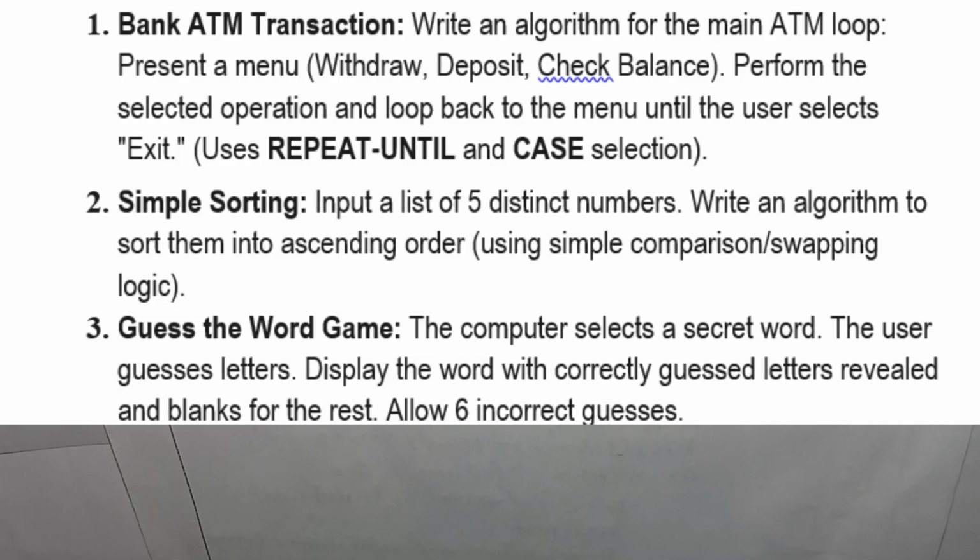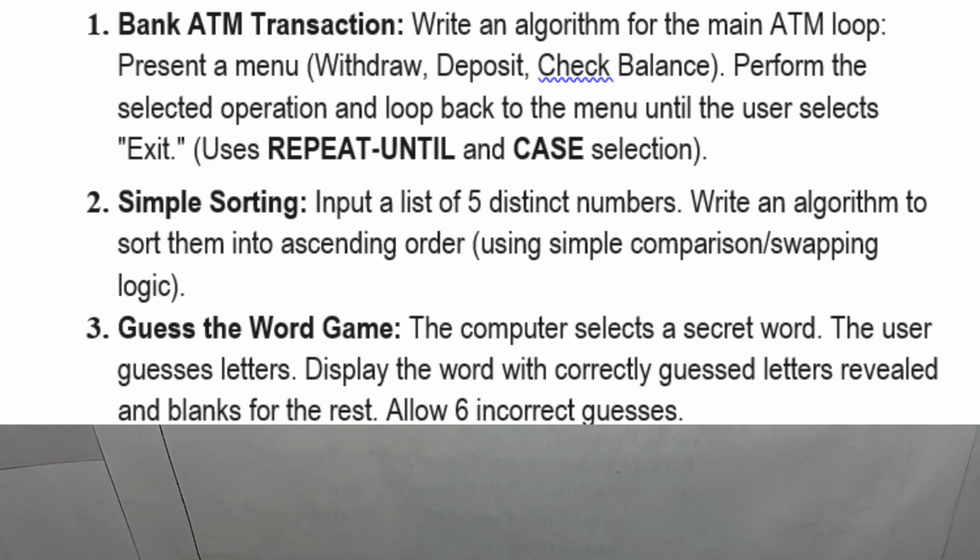So we have a question here which says bank ATM transaction. Write an algorithm for the main ATM loop. Present a menu: withdraw, deposit, and check balance. Perform the selected operation and loop back to the menu until the user selects exit. Use the repeat until and the case selection. Case selection is simply our classic if-else statement.